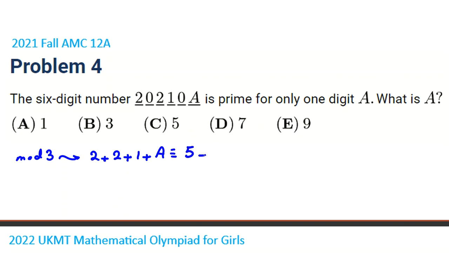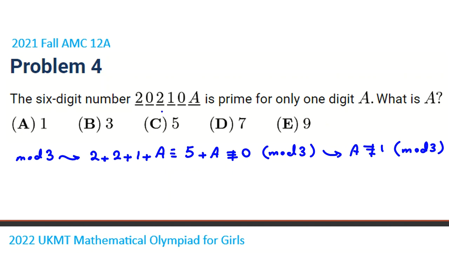So it will be 5 plus A mod 3. And it shouldn't be 0, because it is greater than 3 and prime, so it shouldn't be a multiple of 3. So we conclude that A is not 1 mod 3. Otherwise it will be a multiple of 3. So we rejected 1. What else? We rejected also this. Okay, 7. If it is 5, because of mod 5, it will be bad because then it will be a multiple of 5.